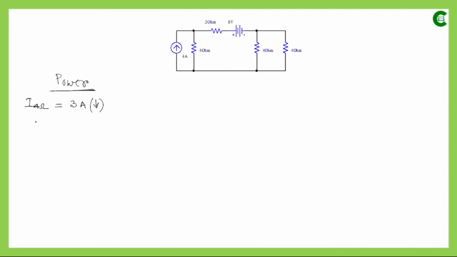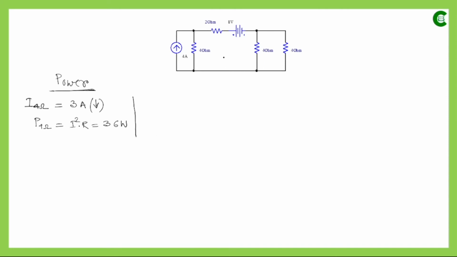So the power absorbed by this 4 ohm resistor will be I square into the resistance value. So here it will be 3 square, means 9, and the resistance value is 4. So it will be 36 watt, and we will take the power absorption as positive.